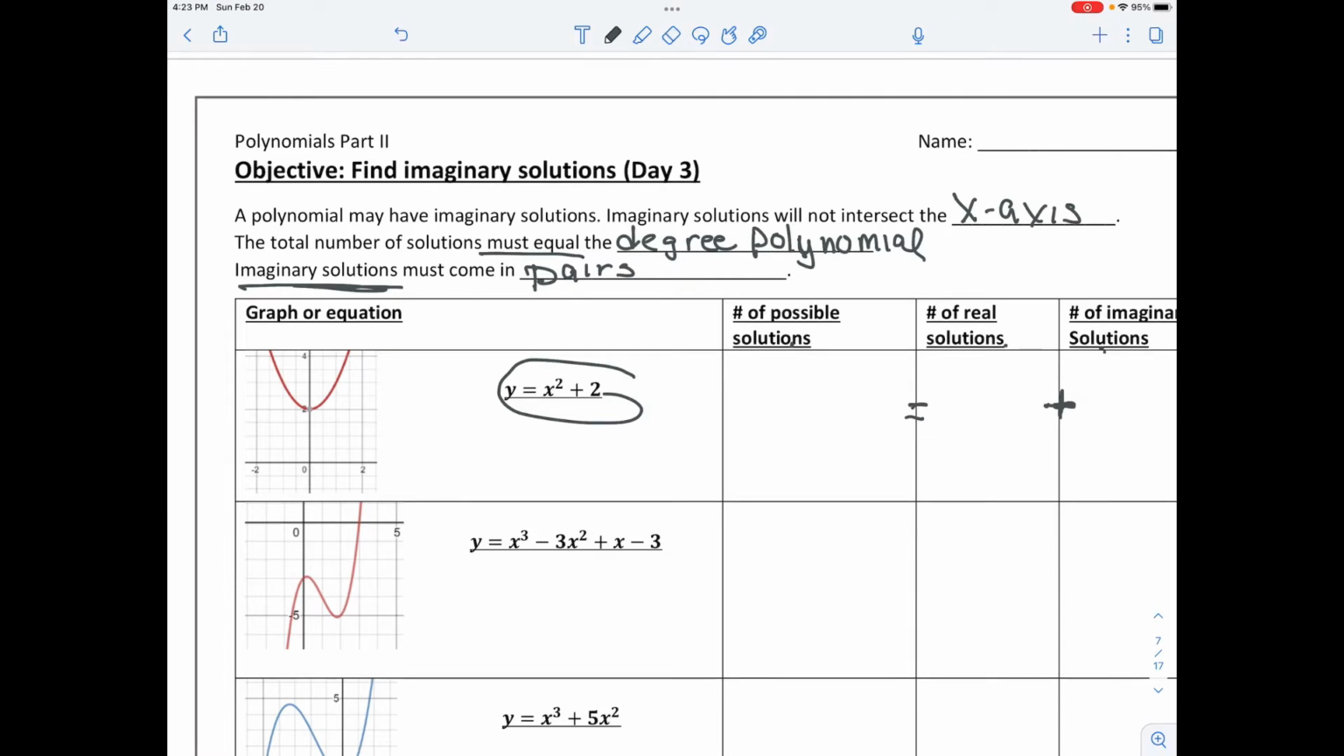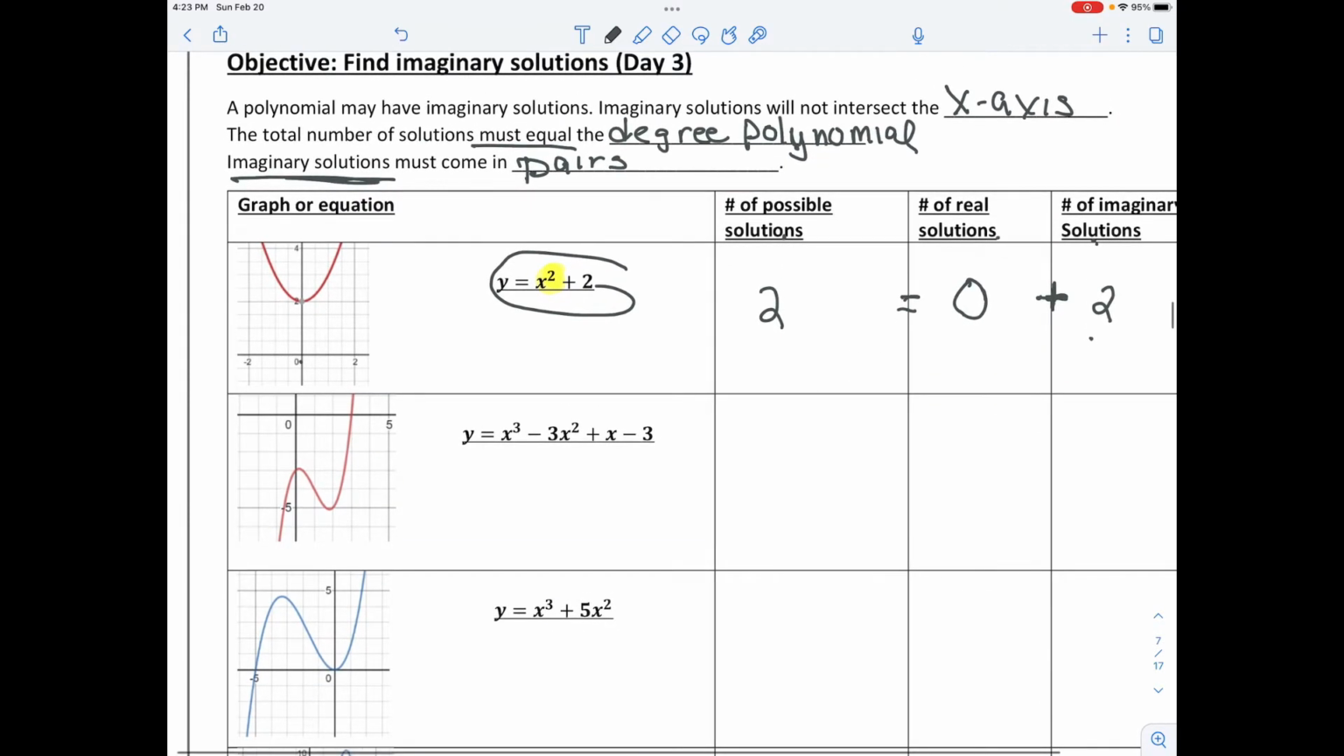So in this equation, y equals x squared plus 2, 2 is my highest exponent. So that means that the number of possible solutions is 2. But when I look at the graph, I see that it never crosses the x-axis. So it does not have any real solutions. So that means it has how many imaginary solutions? It must have 2 imaginary solutions because 2 plus 0 has to equal 2. And also remember, imaginary solutions come in pairs. So imaginary solutions will not cross the x-axis.